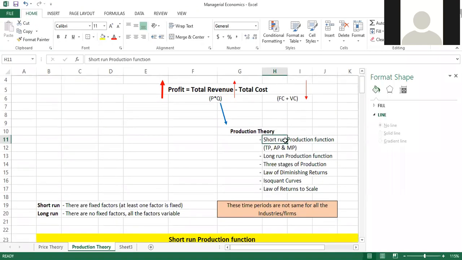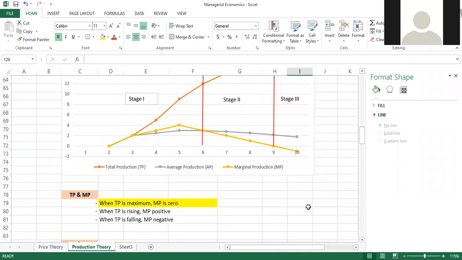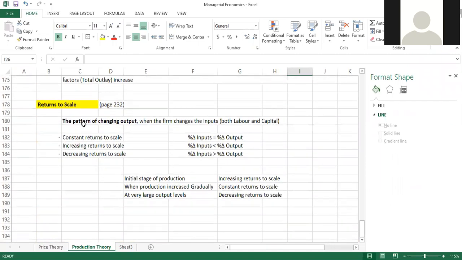discuss, right? So we discussed the short-run production function, total production, average production, and marginal production. Then the long-run production function, the three stages of production, law of diminishing returns, isoquant curve, and the law of returns to scale, right? And this law of returns to scale will relate when we discuss the cost of production also, as you mentioned earlier, because economies of scale and return to scale are very much related, right?